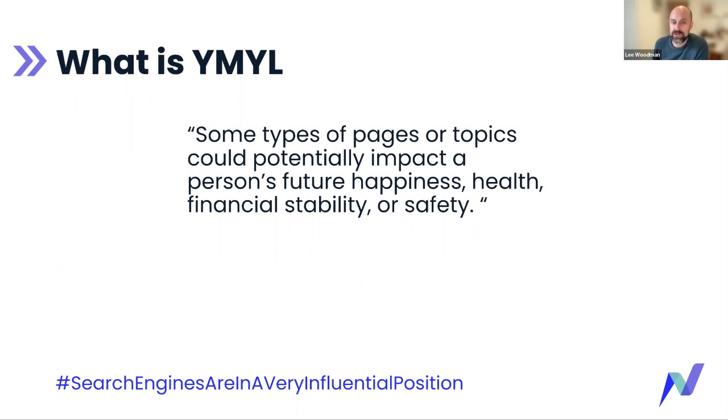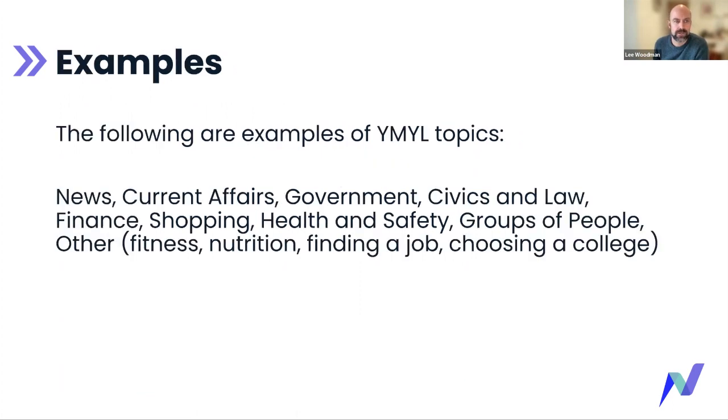So if you fall in that category, and that includes e-commerce, you want to be thinking about managing your reputation digitally. Here are some examples: news, current affairs, government, civics, finance, shopping, health and safety, groups of people. You can think about fitness and nutrition. There's a lot of stuff that goes on in nutrition that's dodgy. Choosing a college. All that stuff. If you're in there, be wary of what you say.